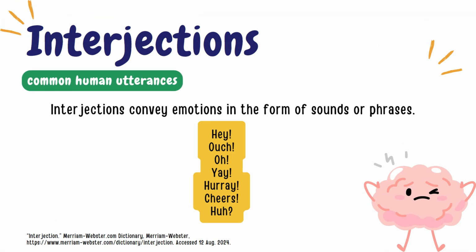Lastly, we have interjections. Interjections can be summarized as common human utterances. Interjections convey emotions in the form of sounds or phrases. So here are some common interjections: hey, ouch, oh, yay, hooray, cheers, huh?